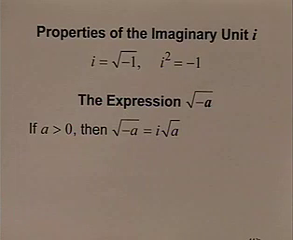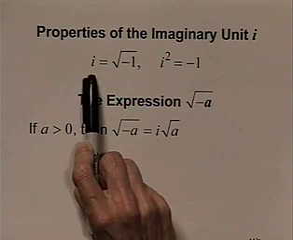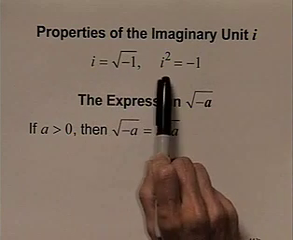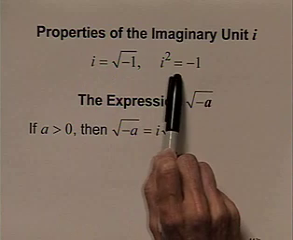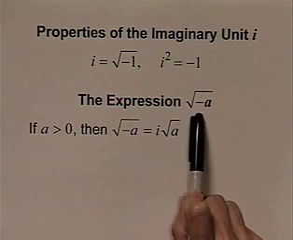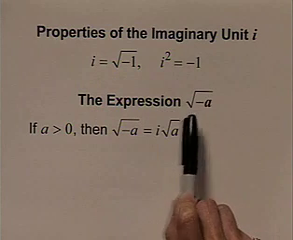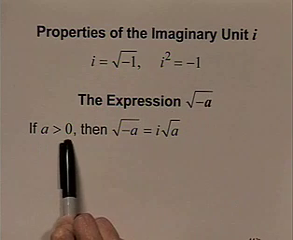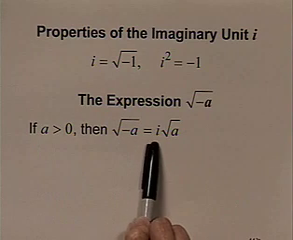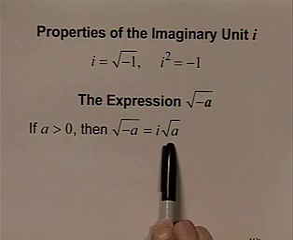Properties of the imaginary unit i. First of all, i is equal to the square root of -1 because i squared is exactly -1. And so if we have an expression like the square root of -a, as long as a is greater than 0, then we can write the square root of -a as i square roots of a.